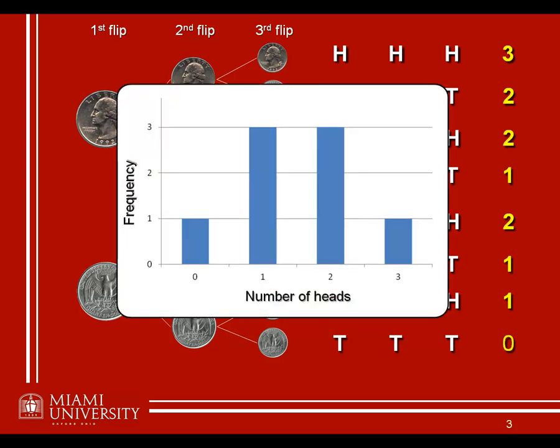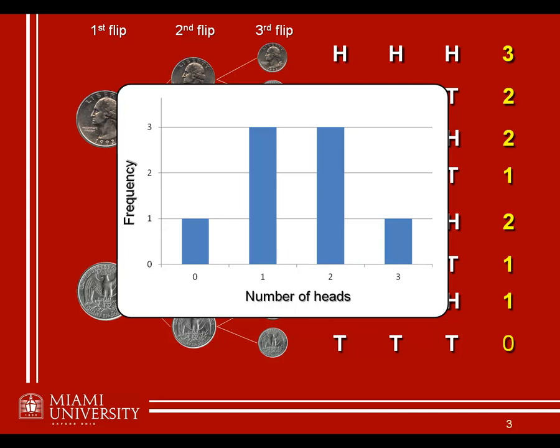If we plot this in a frequency distribution, where we're plotting the number of heads, 0, 1, 2, or 3, and how many times we see that occurring, then we get this frequency distribution. So if you look down the right side of the screen, you'll see the number 2 shows up 3 different times. And then if you look on the distribution, the number of heads 2 has a frequency of 3.